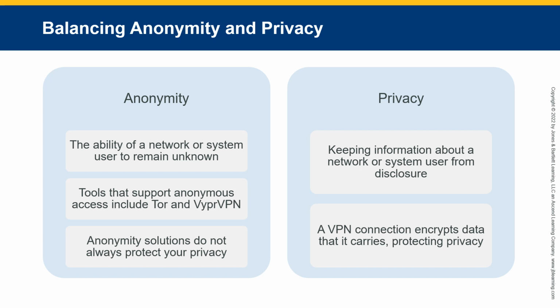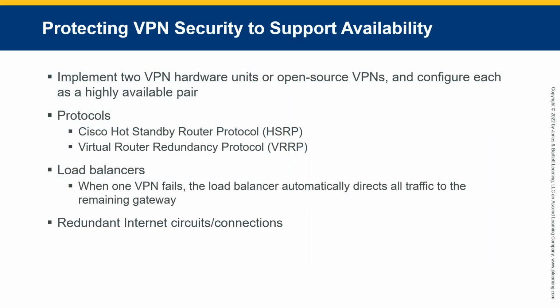Now, privacy is keeping information about a network or system from being disclosed. So you don't want to have that disclosure out there. And one of the good things about a VPN connection, it encrypts the data and it does protect your privacy. So there's a difference between Viper VPN and Tor versus a true VPN, where it has that true encryption out there.